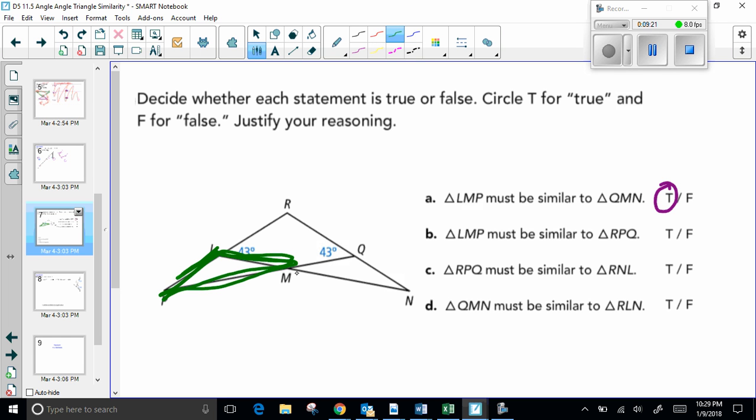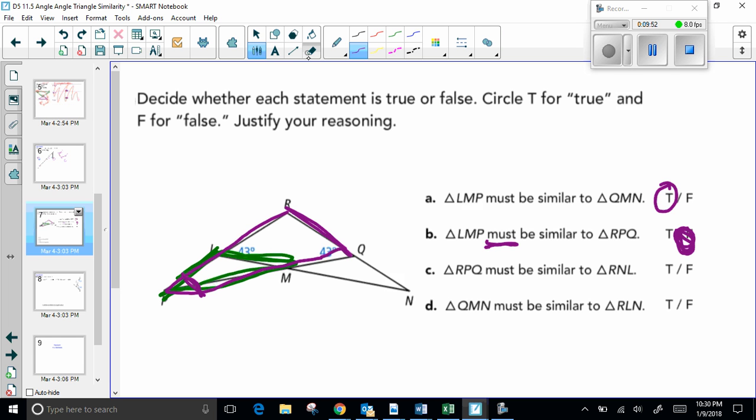And RPQ, sorry guys. This angle is shared for both of the triangles. So that's really good. I just don't have any other ones that will work or that match. So in the end, I just say it doesn't quite work. So that's false. As in, they could be similar. We just don't know that they have to be.